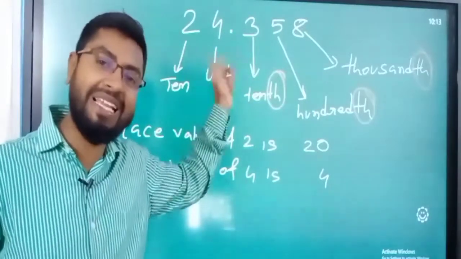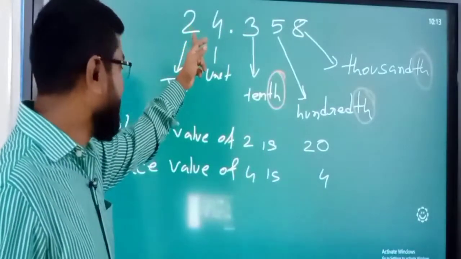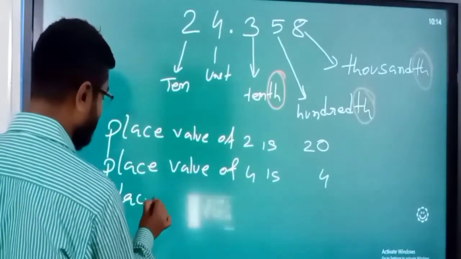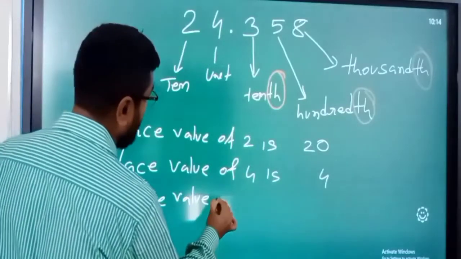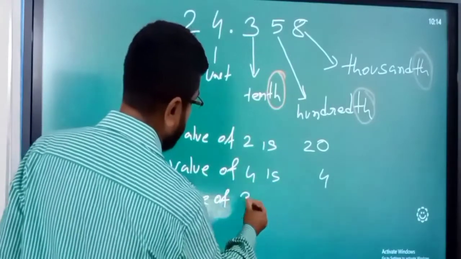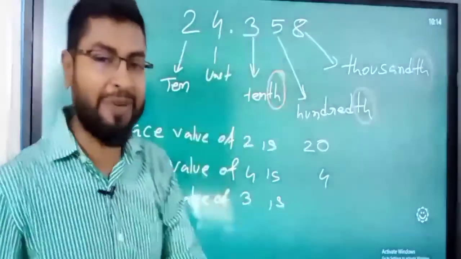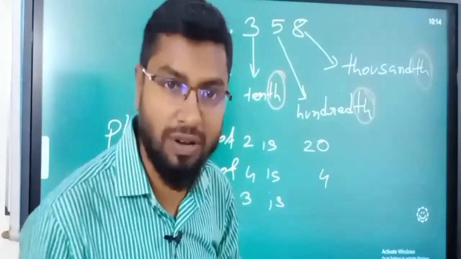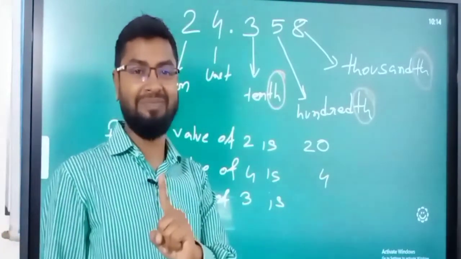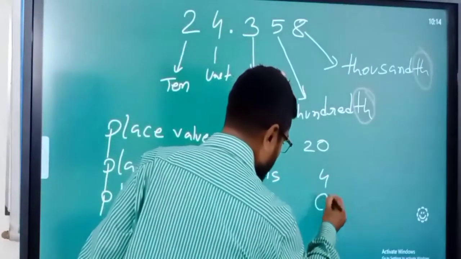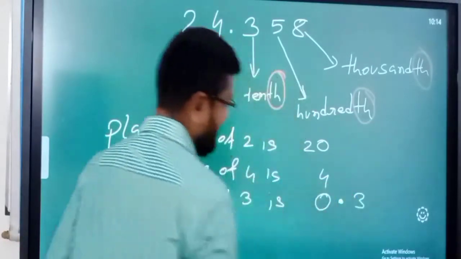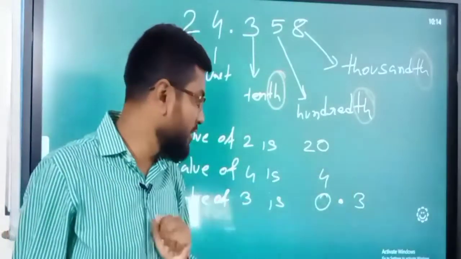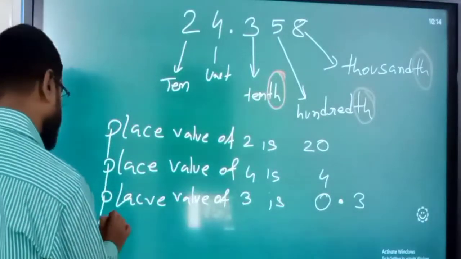4 multiply 1 is 1. 2 multiply 10 is 20. So now look, place value of 3 is, look, we know after decimal 1 digit is in which column? 10th column. That means it will be 0.3. 10th column, first digit after decimal, it is 0.3.